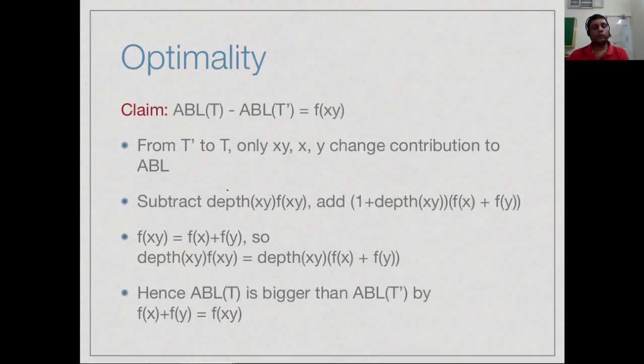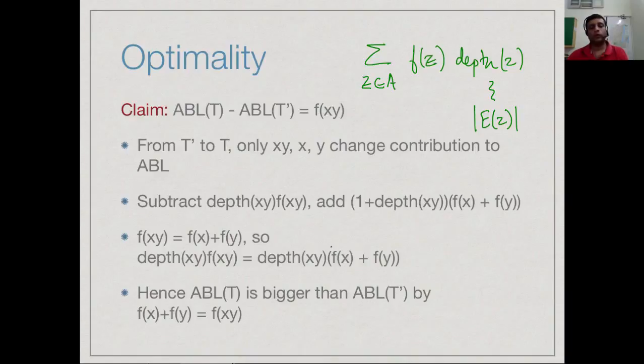Okay, so in that summation that we had, in the tree notation, remember this depth of z is the same as the length of the encoding of z, because the depth exactly reflects the length of the string used to encode it. So this is our ABL calculation. Now for every node other than x, y and xy, they are exactly at the same position in T and T prime. So the terms in the summation don't change. So the only changes are between these three nodes.